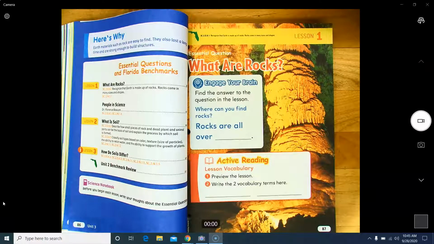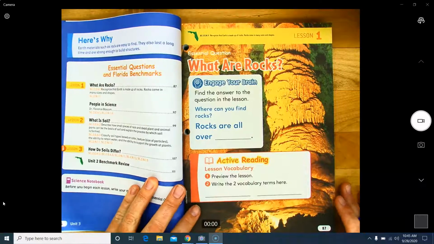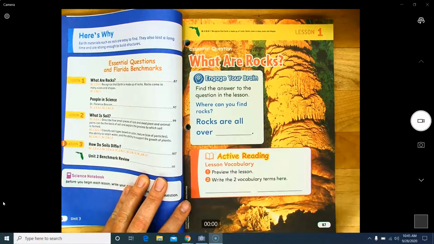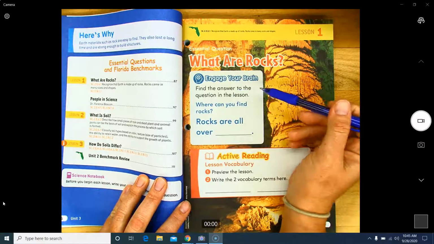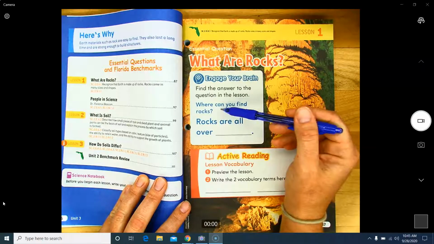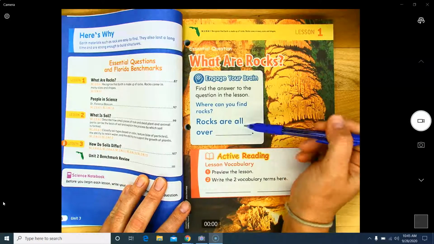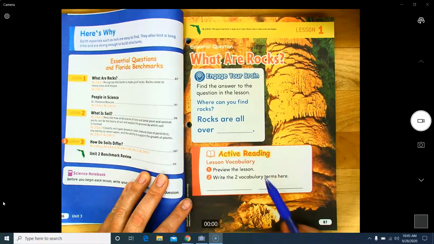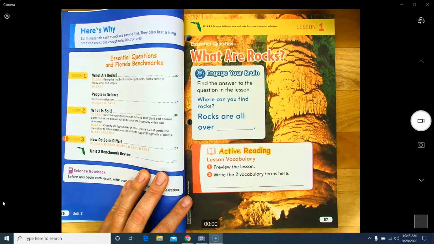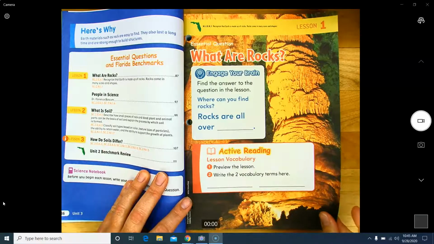Okay, we are in Unit 3, Lesson 1. We are going to start talking about what are rocks. Find the answer to the question in the lesson. Where can you find rocks? Rocks are all over blank. There are also 2 vocabulary terms that we need to look for.